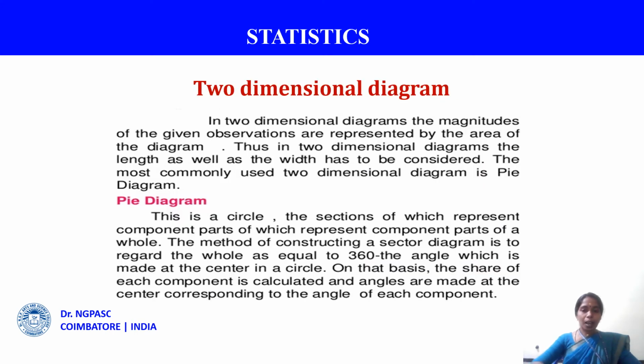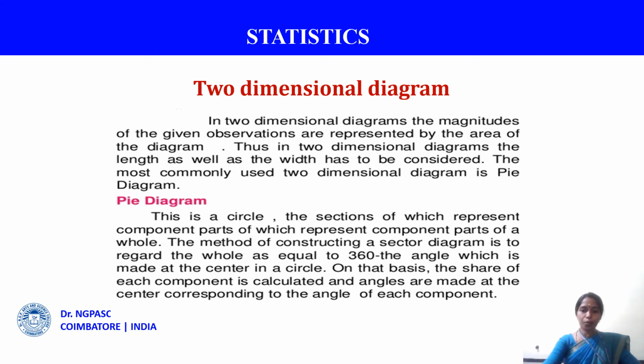The next one is two-dimensional diagrams. So what is a two-dimensional diagram? So here we are representing two dimensions, length as well as width has to be considered. Here the commonly used two-dimensional diagram is the pie diagram. Most of us know well what a pie diagram is. So it is nothing but a circle, the sections of which represent component parts of a whole. Okay, this method of constructing a sector diagram is to regard the whole as equal to 360 degrees. The total you will be considering as 360 degrees and you will be subdividing the given values within this 360 degrees.